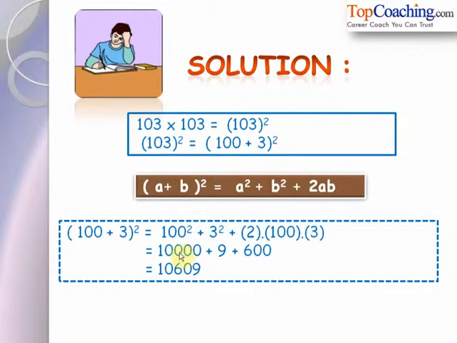This gives 10,000, this gives 9, and this gives 600. When we add them, we get the answer as 10609. So 103 square is equal to 10609. Thus using the identity, we have very easily calculated the value of 103 whole square.